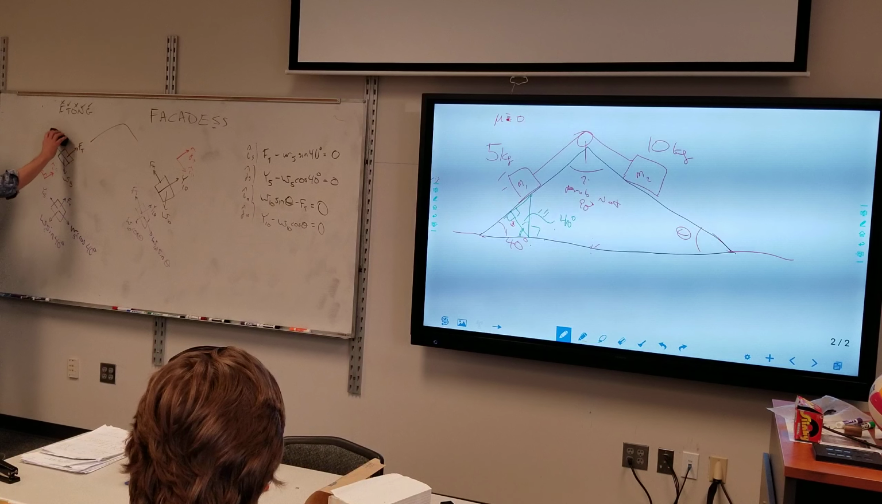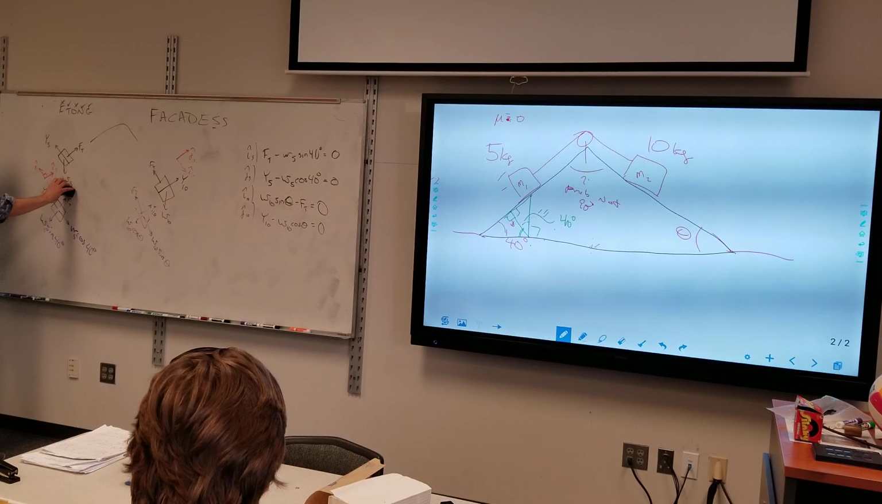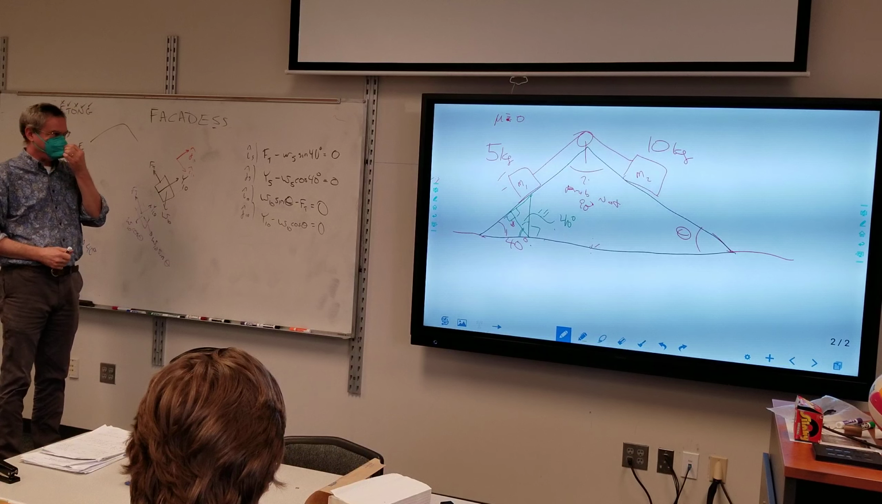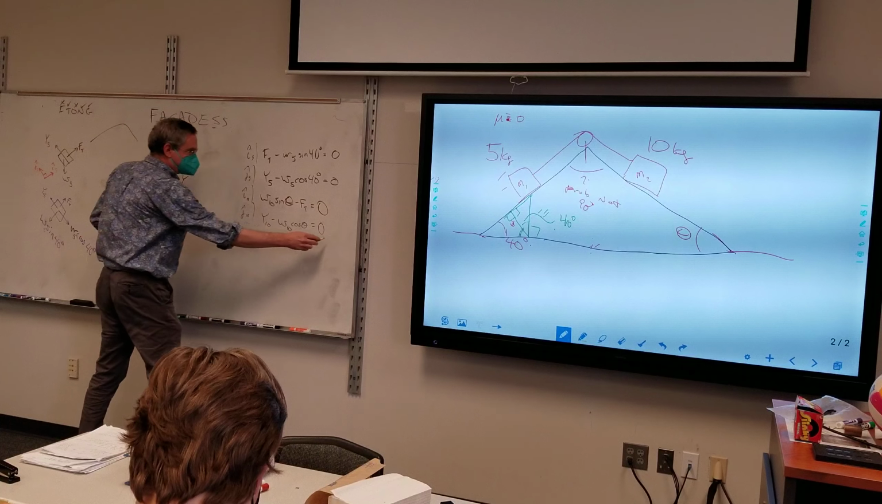Do we also have an equation for FT, or is that what we're looking for? Actually, I want to keep this for the next part. No, we don't, there's no independent equation for tension. Okay, let's squeeze it in down here.